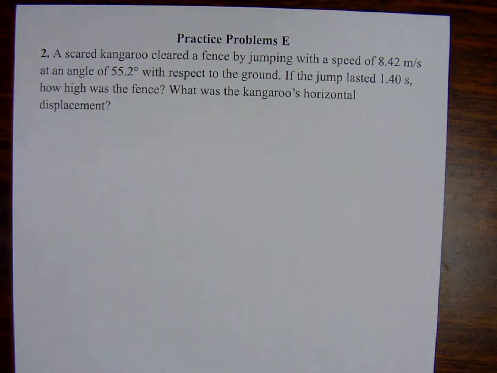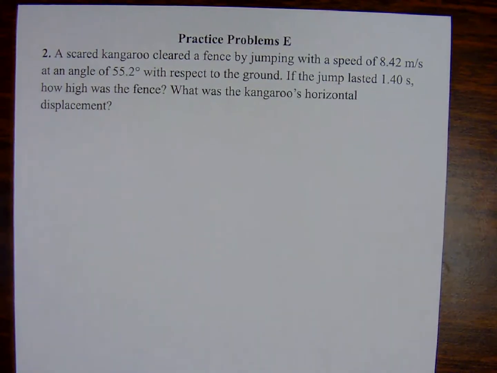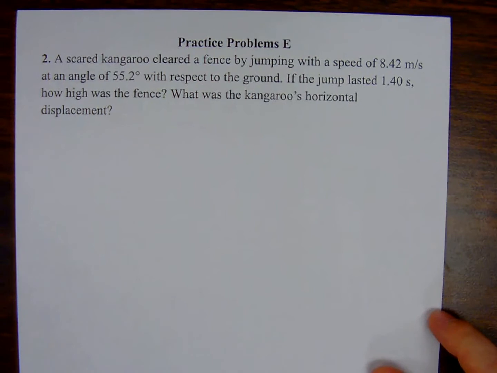All right, practice problem number 2, associated with sample problem E. A scared kangaroo cleared a fence by jumping with a speed of 8.42 meters per second at an angle of 55.2 degrees with respect to the ground. If the jump lasted 1.40 seconds, how high was the fence? What was the kangaroo's horizontal displacement?